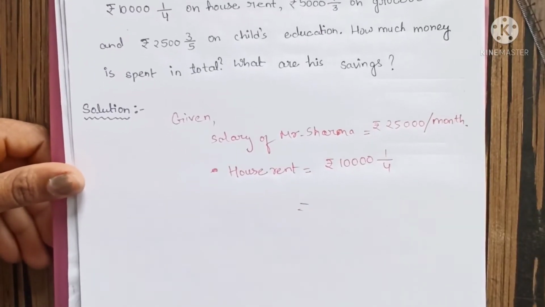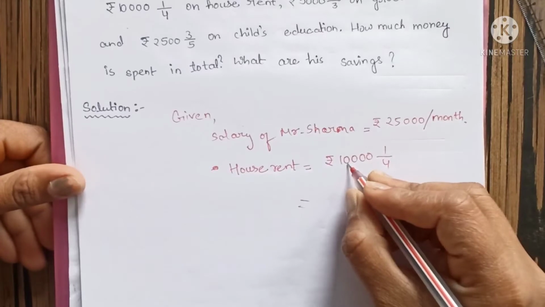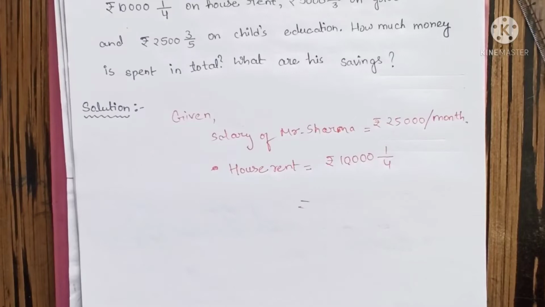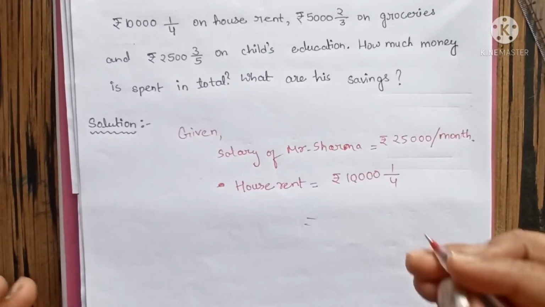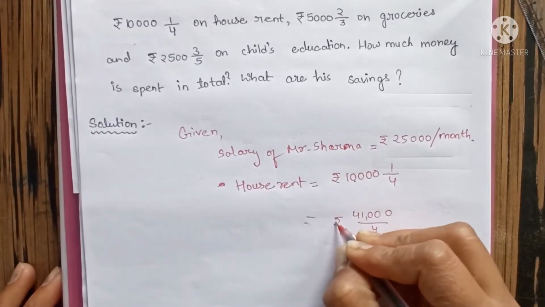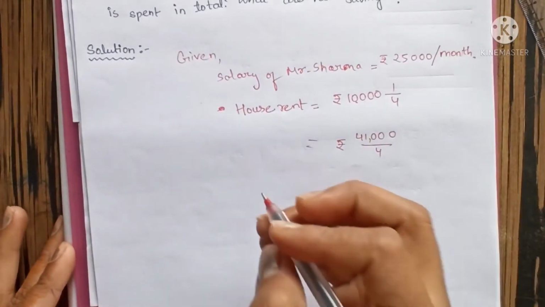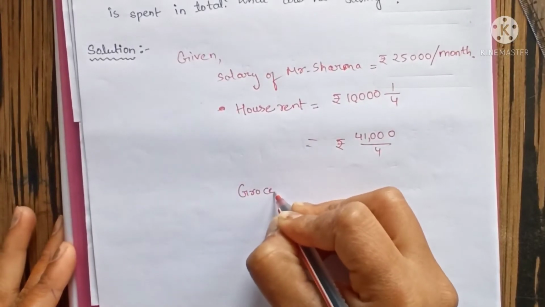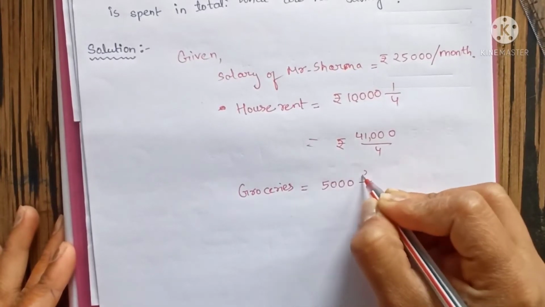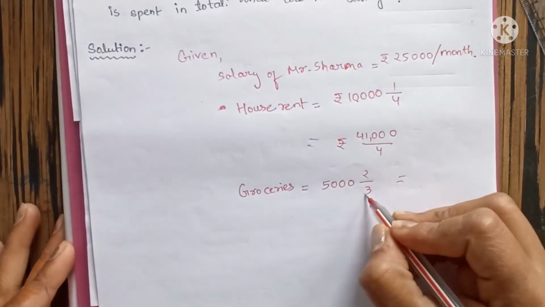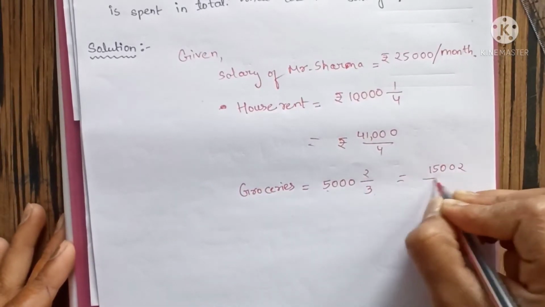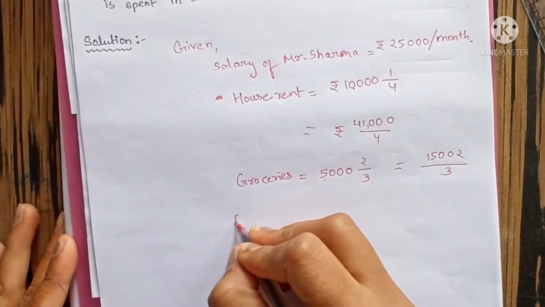We must change it into an improper fraction. So 4 into 10,000 is 40,000 plus 1. So it will be 41,000 by 4. This is the house rent. Now there is groceries expenses. Groceries expenses equals 5,000 whole 2/3. We will also change this one. For 5,000 into 3 is 15,000 plus 2, 15,002 by 3. This is groceries expenses.